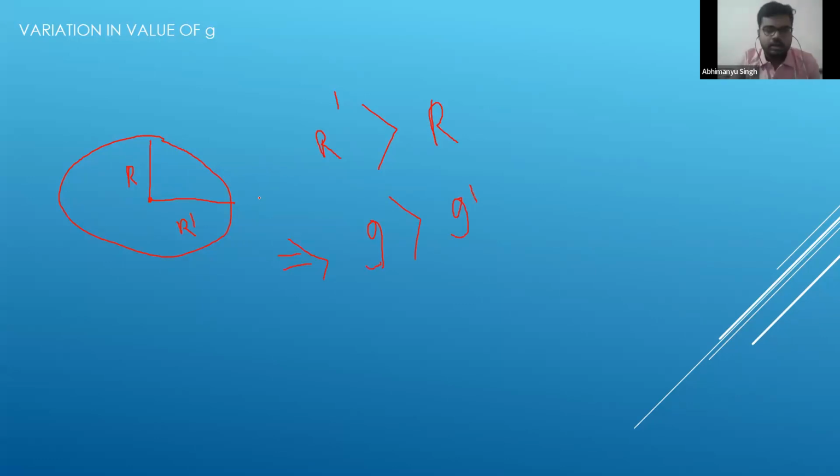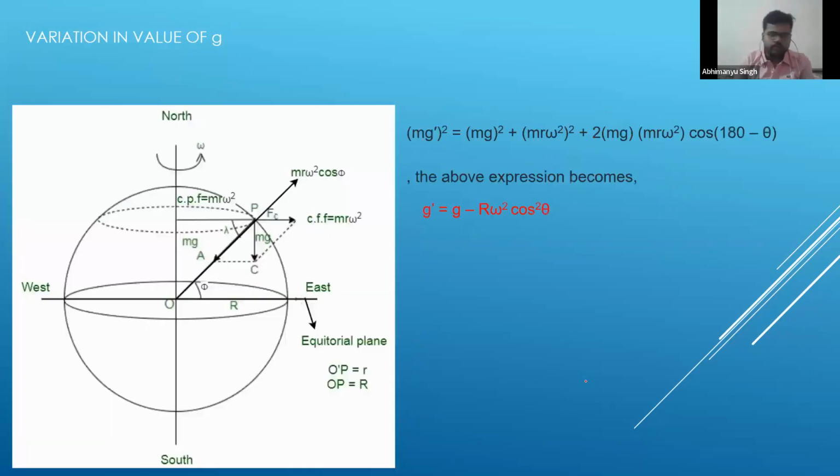So g at the pole, this is the pole, this is obvious, and this is the equator. So the value of g is maximum at the poles. Now this is all we have covered about the variation of g. You can see this diagram again.